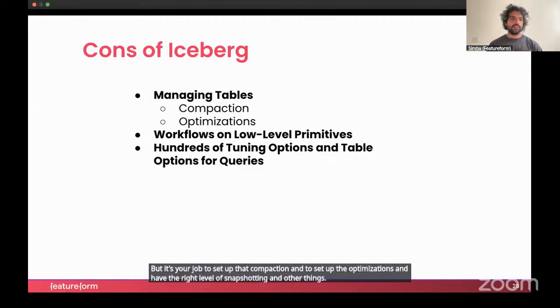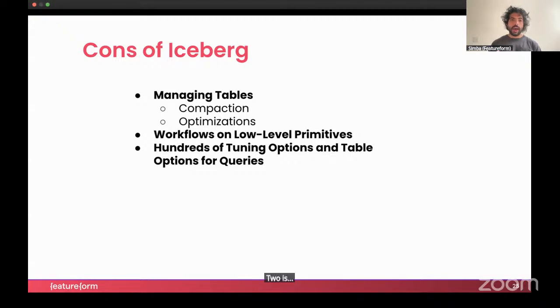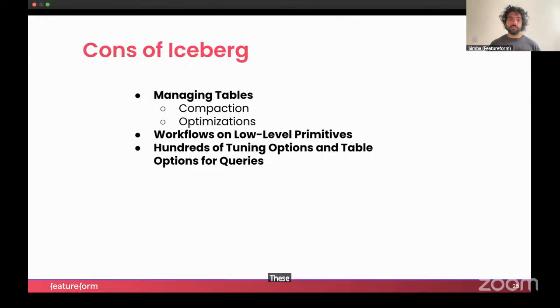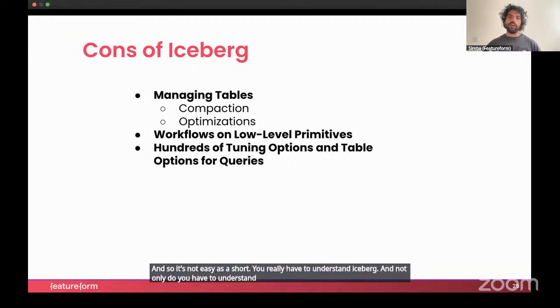Two is, like I mentioned, you can build a whole Git workflow, like a Git for a table, in Iceberg. But to do that, you're working with pretty low level primitives. You're working at quite a low level. And so it's not easy, is a short way to put it. You really have to understand Iceberg. And not only do you have to understand it, you have to somehow get this across to all users or build tools and abstractions above Iceberg to have your workflow.